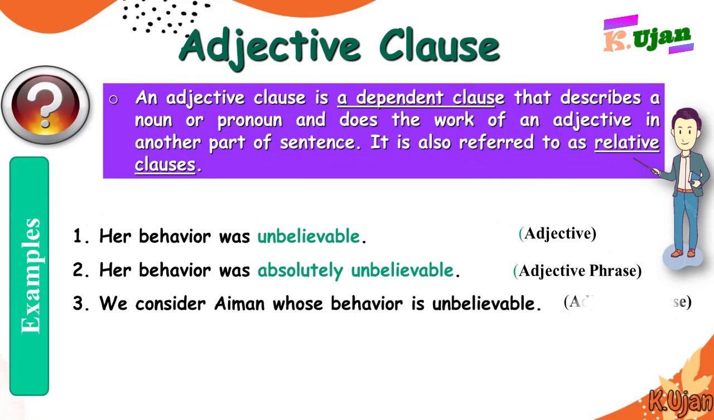So whose behavior is unbelievable is actually an adjective clause because it is a dependent clause, along with whose, and behavior is unbelievable. This gives meaning to unbelievable. And despite using an adjective or a group of words, an adjective phrase, we are using an adjective clause: whose behavior is unbelievable.